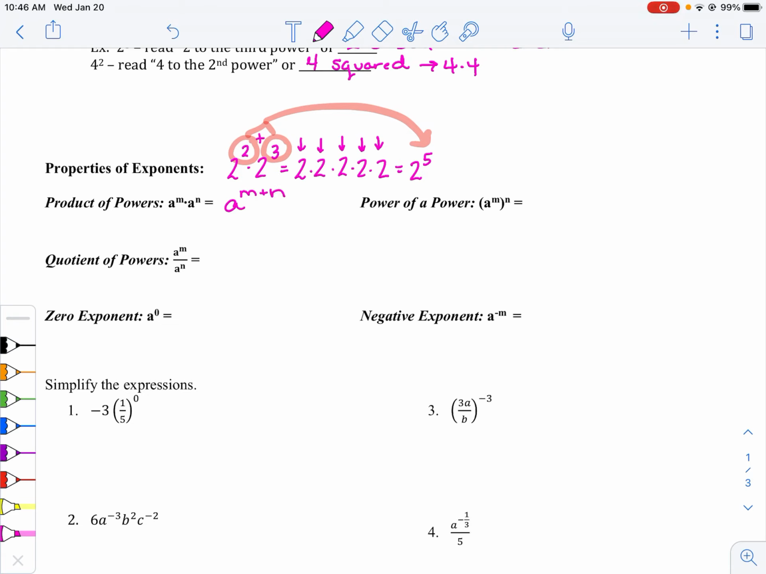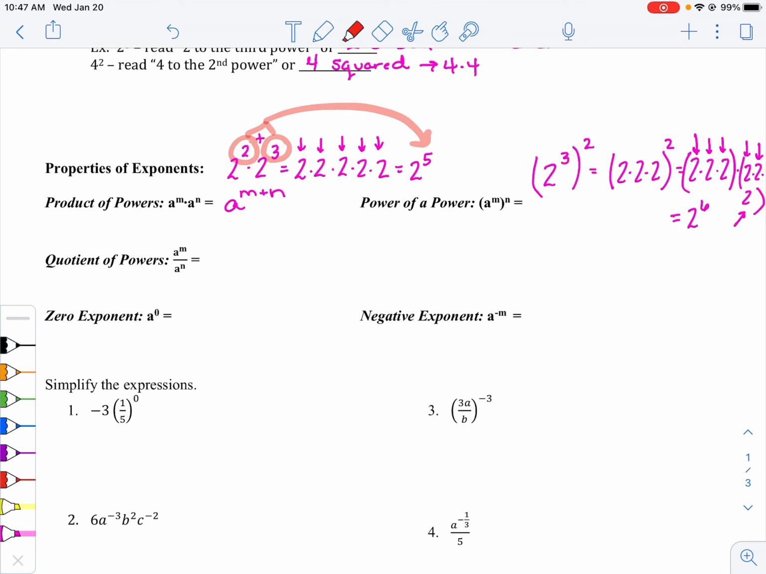So then moving to power of a power. I have a to the m to the n. So thinking about what this means, just with numbers, I have 2 to the third to the second. Well, that 2 to the third means 2 times 2 times 2. To the second means 2 times 2 times 2, all of that, times 2 times 2 times 2, all of that. Well, how many 2's are there? 1, 2, 3, 4, 5, 6. There are 6 2's, so this is equivalent to 2 to the sixth.